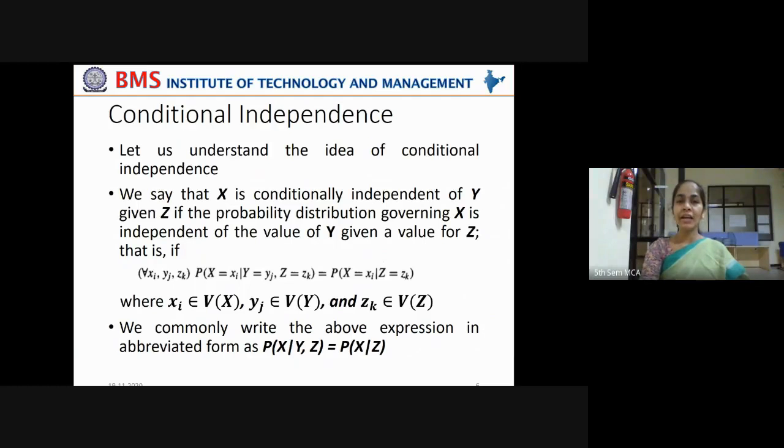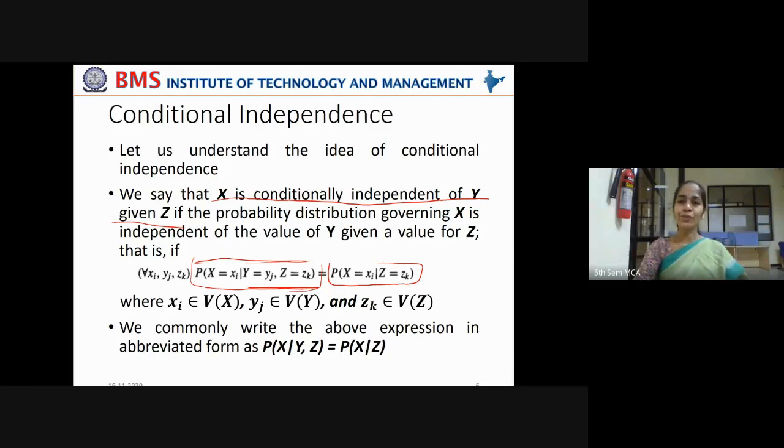Now let us understand the idea of conditional independence. Once again, more clearly. I have given you an example, but did you understand it mathematically? So let us see how it is represented mathematically. We say that X is conditionally independent of Y given Z. This is quite a tricky sentence. You have to remember it, practice it. When you read about these terms, go back each time and see how it is written as text.